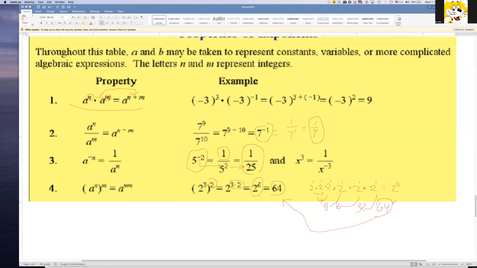And in order for you to get 64, you break it up. You have 6 2s. 1, 2, 3, 4, 5, 6. Why? Because 2 to the 1st power is going to give you what? 2. 2 to the 1st power is 2. Right? Trick question. What is 2 to the 0? 0.